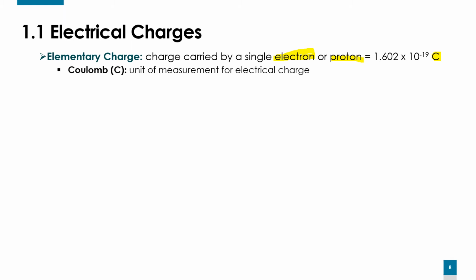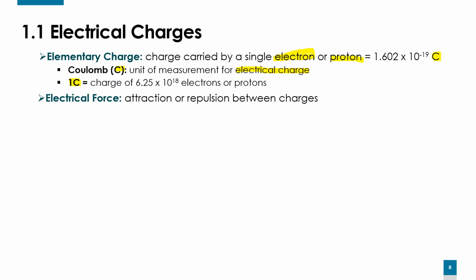So Coulomb is the unit of measure for electrical charge. When we are going to work with charge, we are going to work with this unit. 1 Coulomb is the charge of 6.25 times 10 to the power of 18 electrons or protons. So if I measure the charge of 6.25 times 10 to the power of 18 electrons or protons, I have 1 Coulomb.